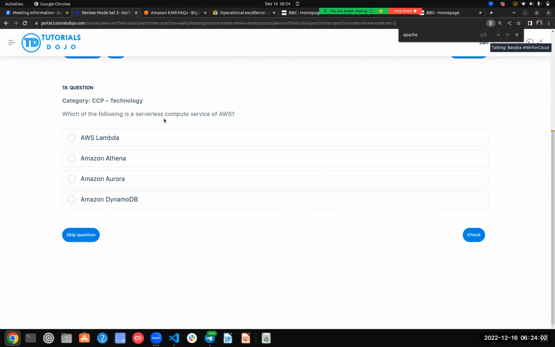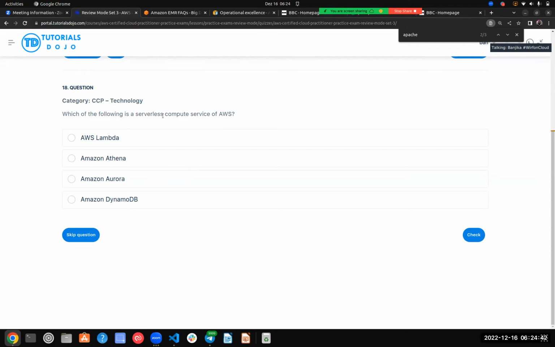Which of the following is a serverless compute service of AWS? I'll leave the question open now. AWS Lambda is serverless. So AWS Lambda is serverless, okay. Amazon Athena. Okay, what do they say in this question? They say a serverless compute service. DynamoDB. DynamoDB is serverless. But remember again, they say a serverless compute service.